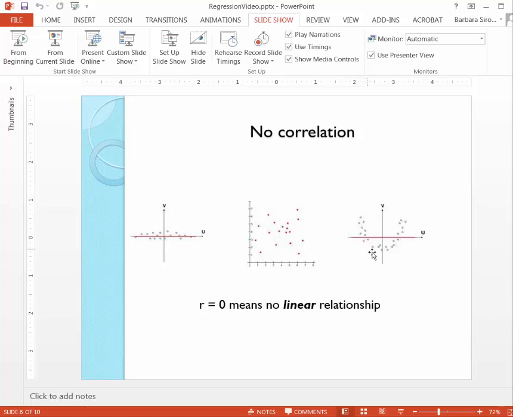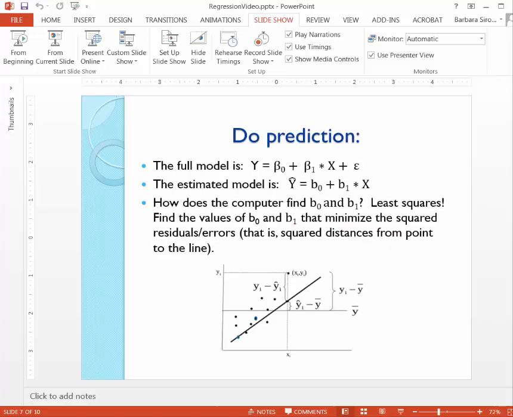Or here we have a very good pattern, a smiley face pattern, but it's not linear, so the r will be 0. So that's the first step in our procedure, seeing if there is a good strong correlation, and that means we want it as close to 1 or -1 as we can get it. R equals 0 is not so good as a prediction.